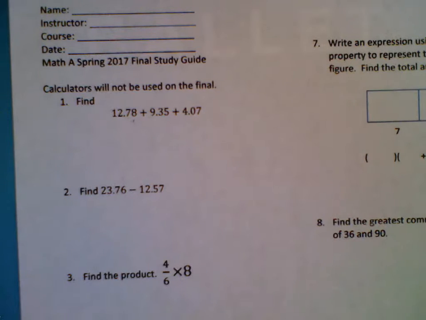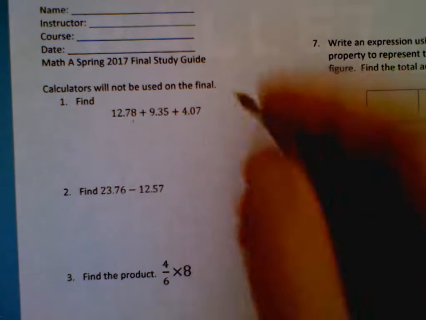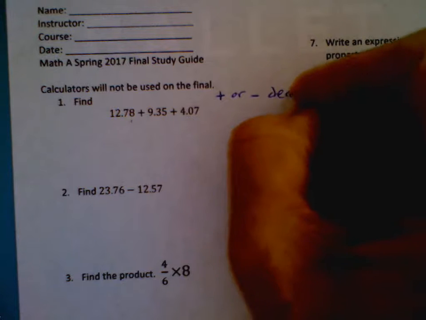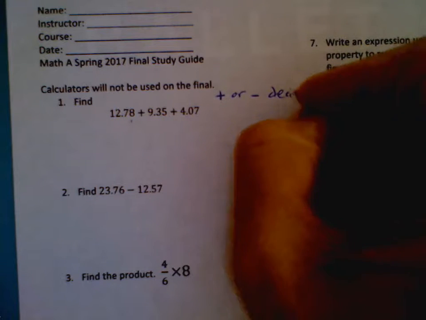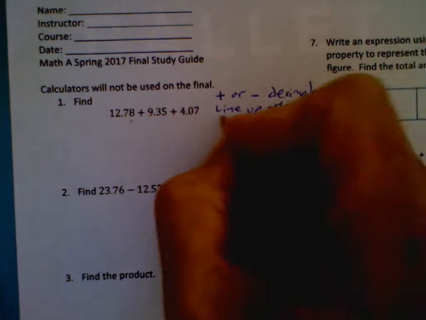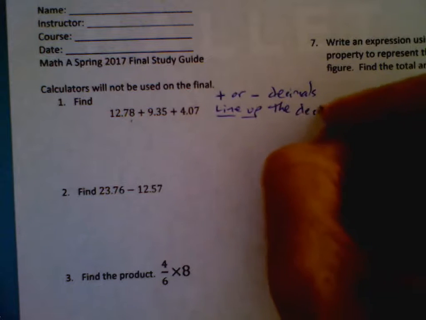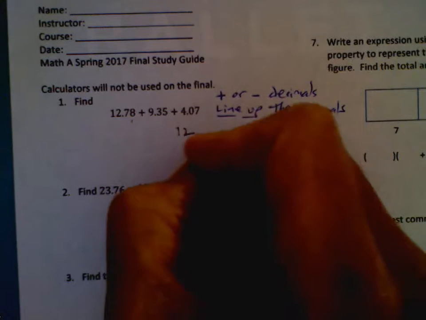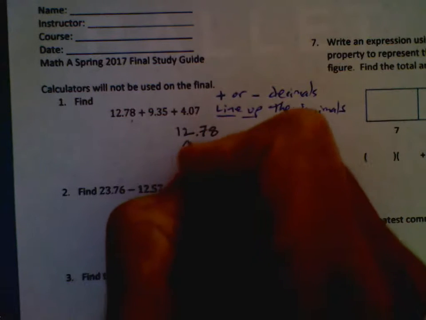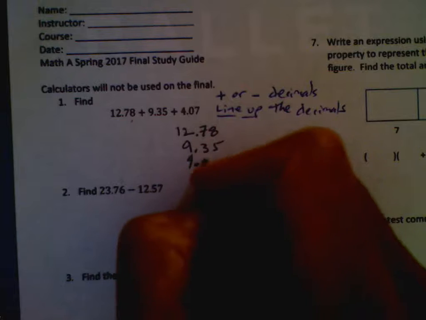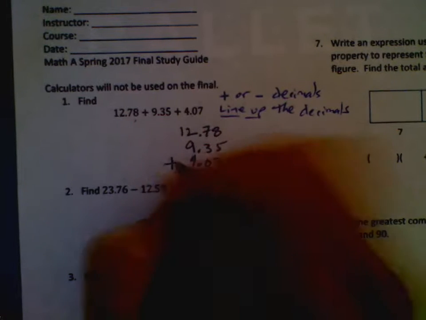Recall that when adding or subtracting decimals, we want to line up the decimals. So line up the decimals. So what do we mean here? We mean this. 12 and 7/800ths. 9 and 30. So the decimal point needs to be lined up. Once we've done that, we can go ahead and add.